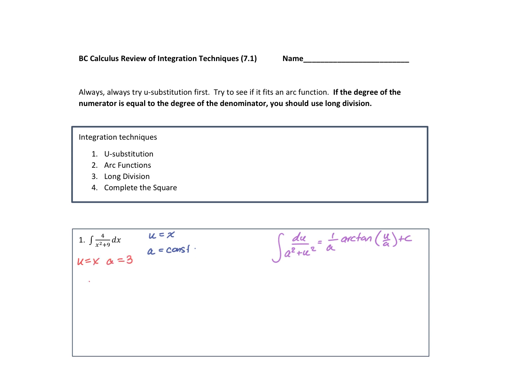So I can take out the 4, and then we have 1 over x squared plus 9 dx. So a is equal to 3. So we're going to get 4 and then 1 over a, so 1 over 3 arctan of u over a, so x over 3 plus c. So this is a basic arctan.